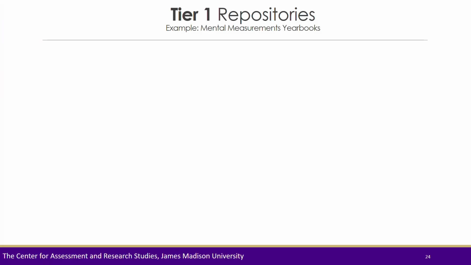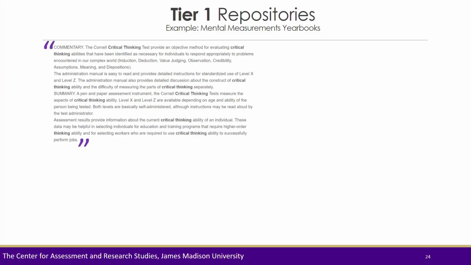After reporting the structure of the test, data from the normative samples, and reliability estimates, the first reviewer mentions that the Cornell Critical Thinking Test provides an objective method for evaluating critical thinking abilities that have been identified as necessary for individuals to respond appropriately to problems encountered in our complex world, and that assessment results provide information about the current critical thinking ability of an individual. These data may be helpful in selecting individuals for education and training programs that require higher order thinking ability, and for selecting workers who are required to use critical thinking ability to successfully perform their jobs.